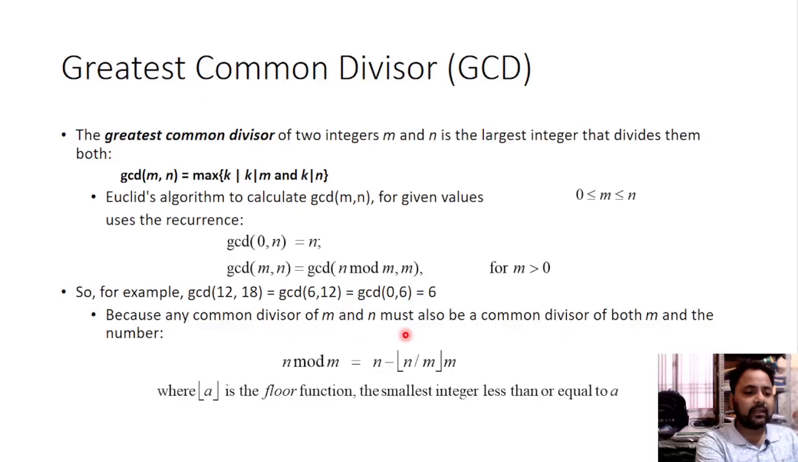because any common divisor of m and n must also be a common divisor of both m and the remainder, and here n mod m equals n minus m times the integral value of n by m. Here this symbol, which we have already discussed, is the floor function, and it gives the integral value, the smallest integer less than or equal to a.